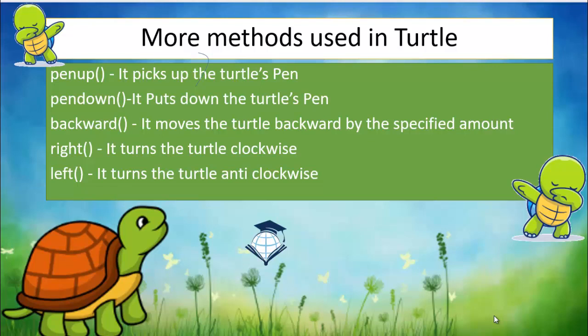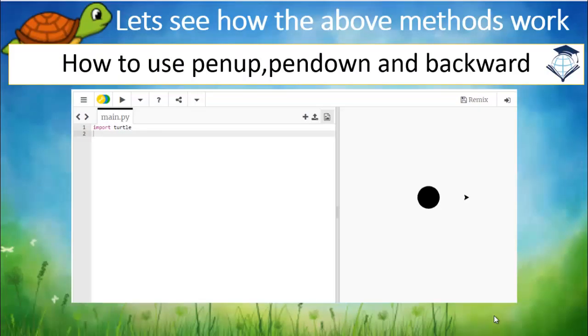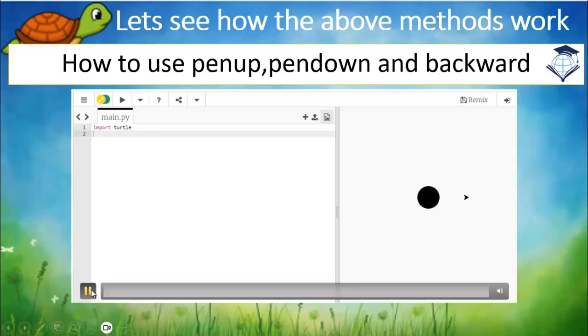It picks up the turtle's pen. Pen down will put the turtle's pen down. Only if the pen is down on the screen can it draw. If the pen is lifted up, it will not create anything. So this is how it works. You can just see it on the screen.